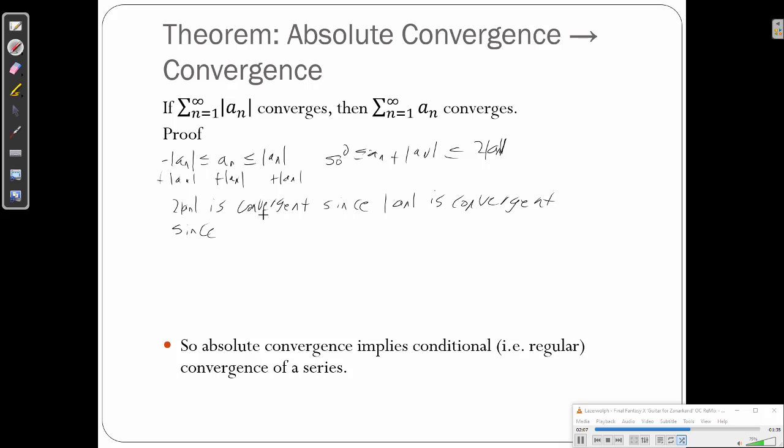Since a sub n plus the absolute value of a sub n is non-negative, and less than or equal to 2 times the absolute value of a sub n, it must converge by the direct comparison test.